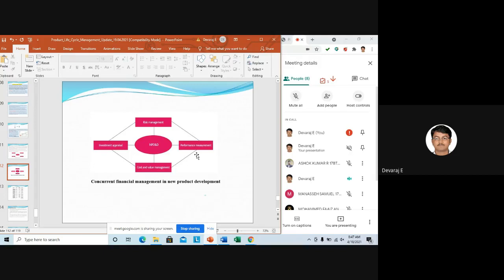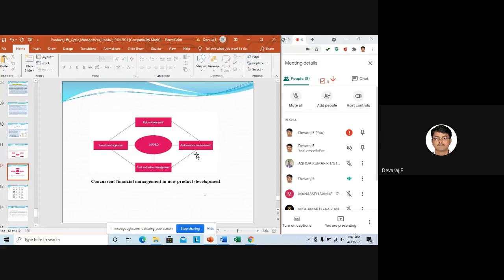So all this will be simultaneous. The company will be looking into how much I'm investing. See, NPD and D indicates new product design and development. So for this, all these four are very important. There is risk management, as I told you, then performance measurement, cost and value management, and investment appraisal. All these four, the company will be looking at the same pace.